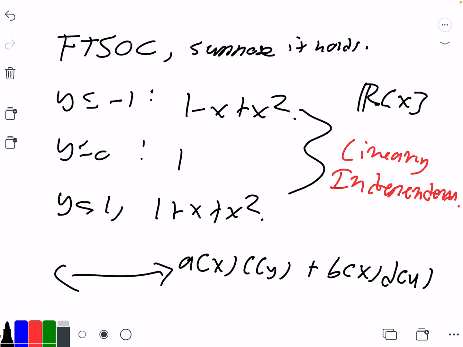Although obviously, if you want to prove it for arbitrary x, you can do the same thing. You just swap: now a(x) and b(x) are scalars, and c(y) and d(y) are going to be vectors. But you get the same thing, so it doesn't actually matter.